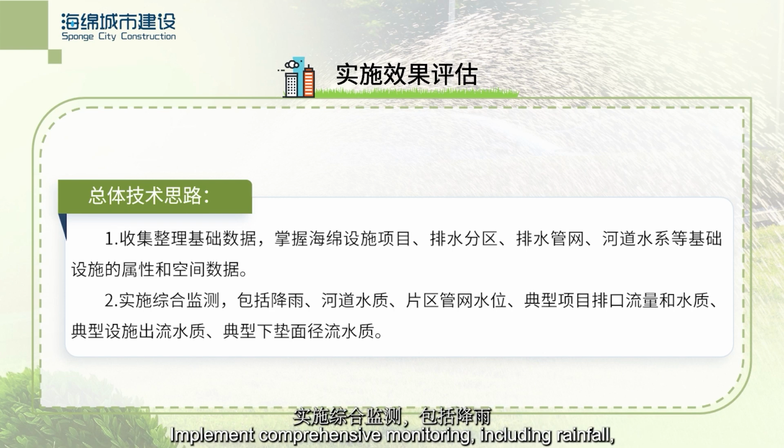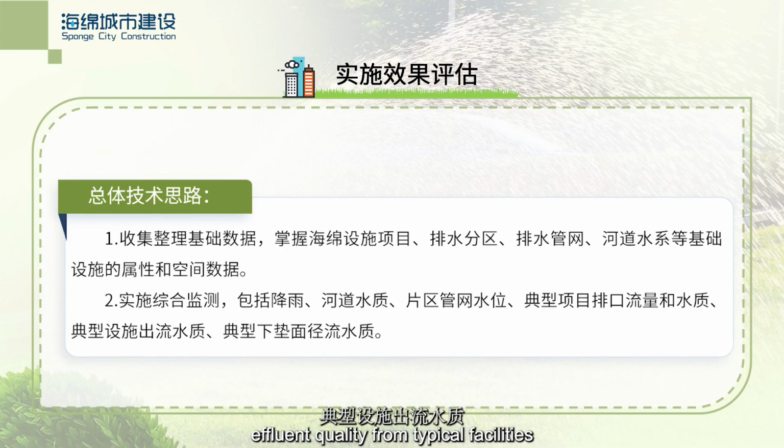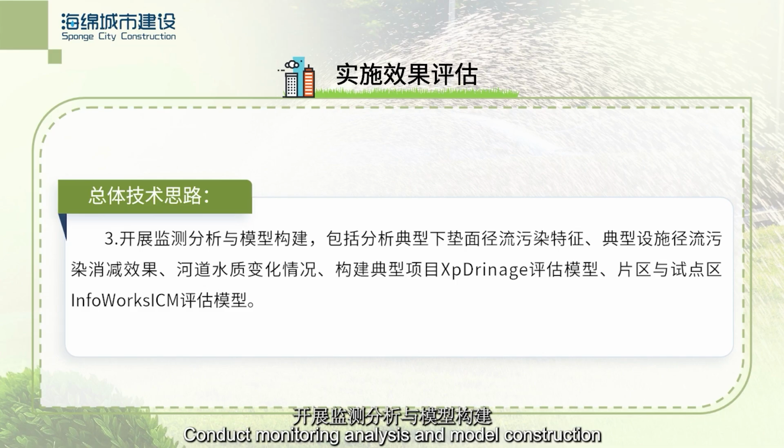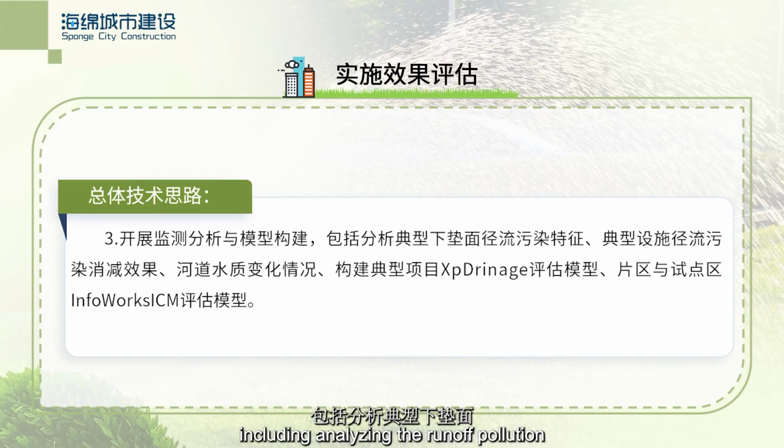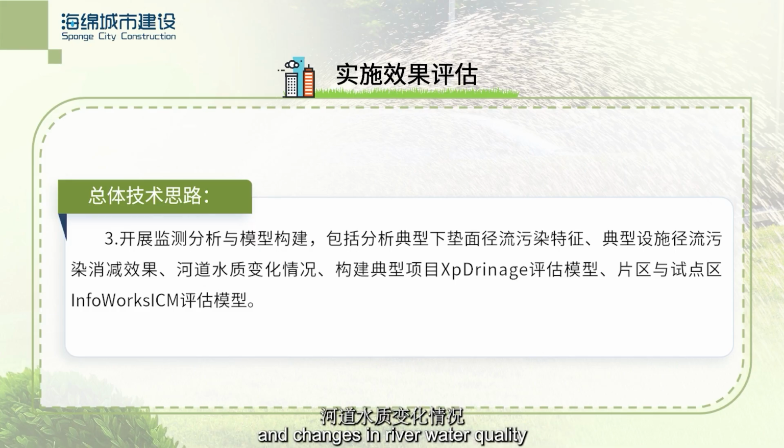Implement comprehensive monitoring including rainfall, river water quality, network water levels in the area, flow and quality of typical project outlets, effluent quality from typical facilities, and runoff quality from typical surfaces. Conduct monitoring analysis and model construction, including analyzing the runoff pollution characteristics of typical surfaces, the pollution reduction effects of typical facilities, and changes in river water quality.